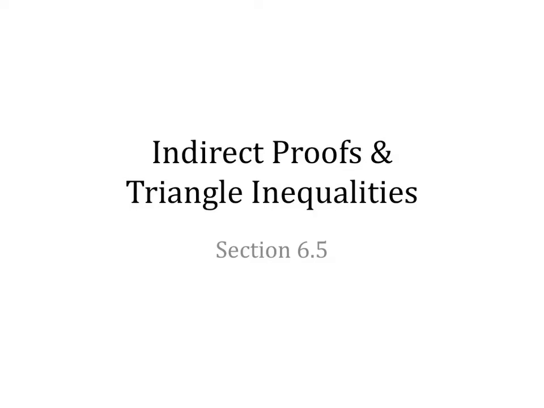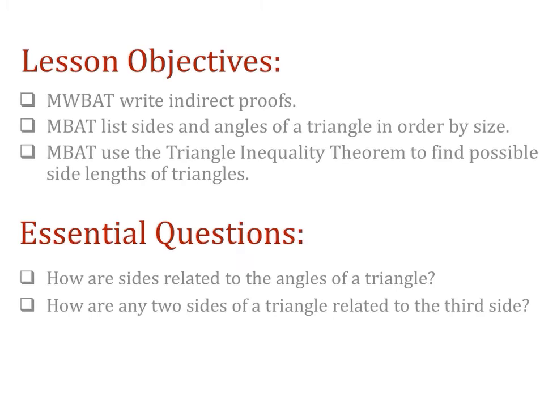Started on section 6.5, Indirect Proofs and Triangle Inequalities. Our lesson objectives are that mathematicians will be able to write indirect proofs, list sides and angles of a triangle in order by size, and use the triangle inequality theorem to find possible side lengths of triangles.